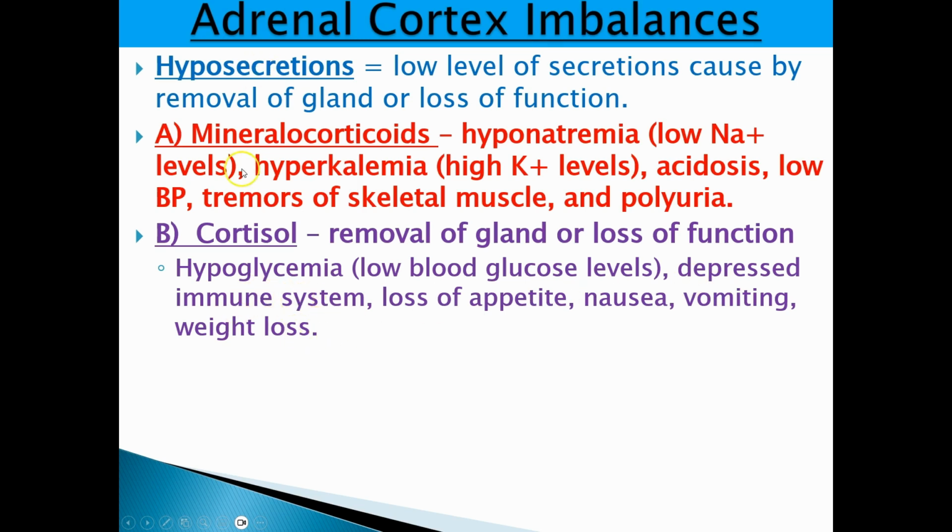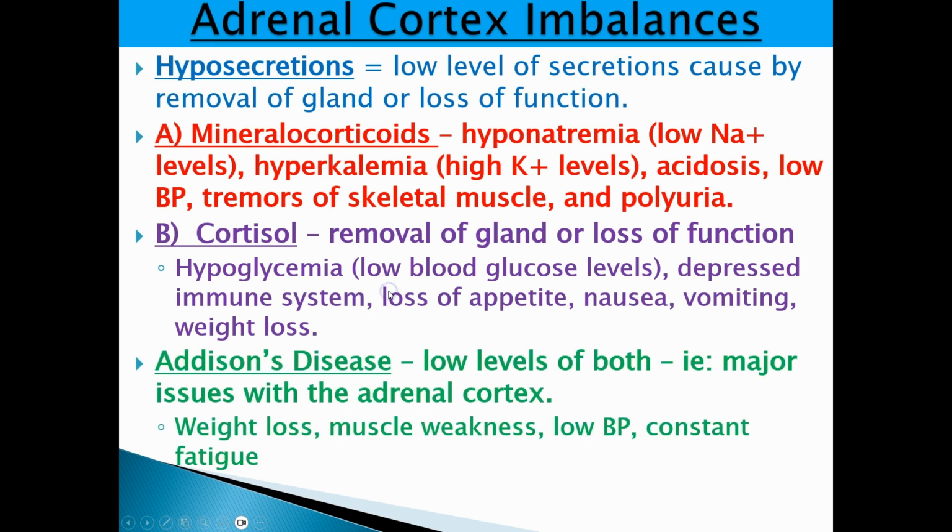Now, in most cases, when you're talking about hyposecretions and removal of the gland, both of these would be together, and often that's known as Addison's disease. So Addison's disease you should associate with low levels of aldosterone and low levels of cortisol, and that's going to be major issues overall with the adrenal cortex. So notice weight loss, muscle weakness, low blood pressure, constant fatigue would be things often associated with Addison's disease.